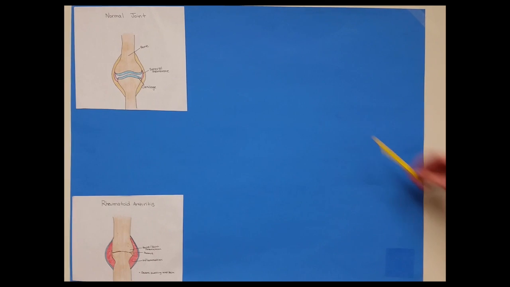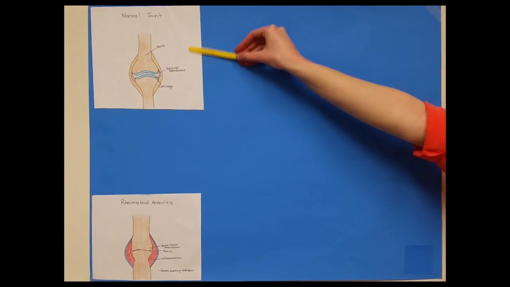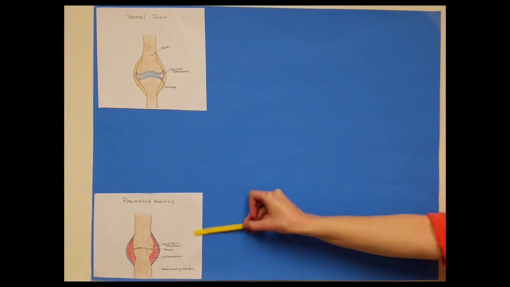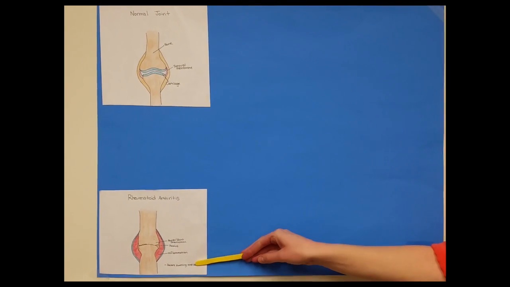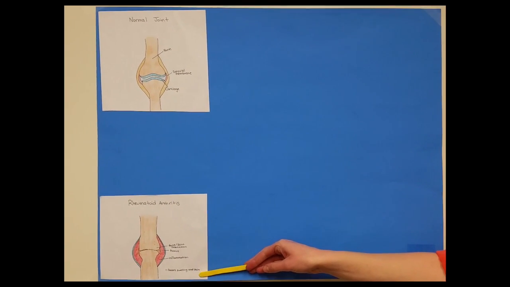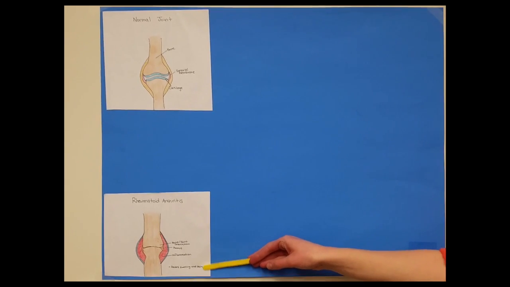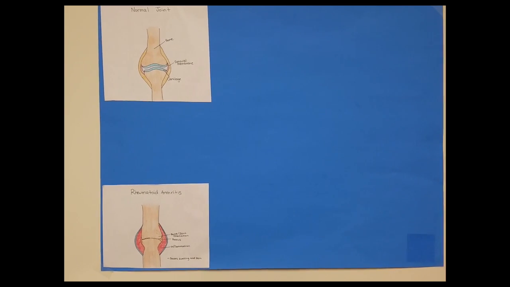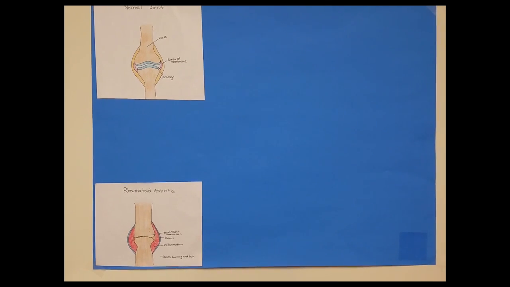Here's a picture of a normal joint. As you can see, the synovial membrane is intact and there are no deformities present. And below it is a picture of a joint that is affected by rheumatoid arthritis. It is an inflammatory disease and also an autoimmune disease, which is where the body's immune system becomes confused and attacks itself. And as you can see here in this diagram, the lining of the synovial membrane is red and inflamed, and you can see a bit of the bone degeneration.